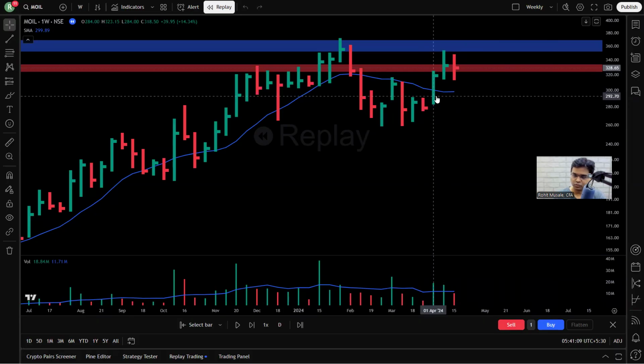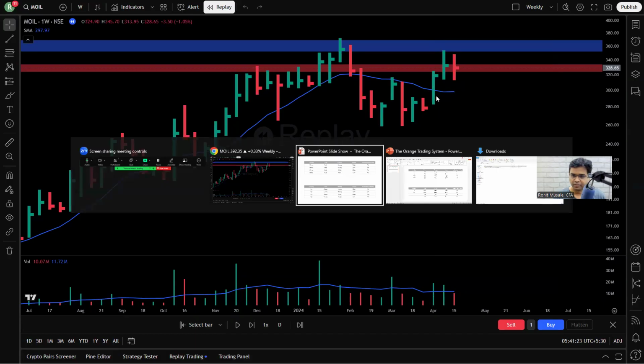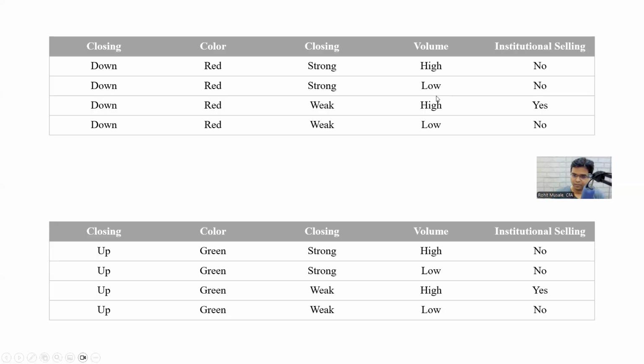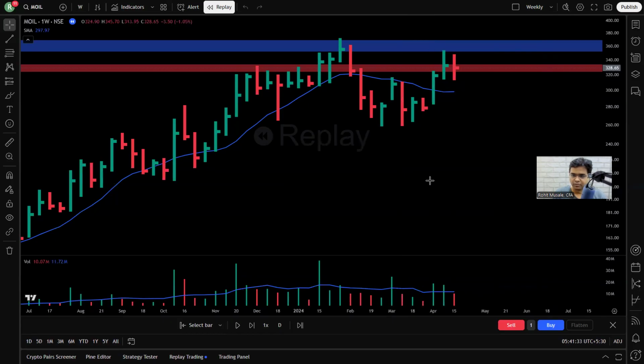And the stock closed strong and the stock closed up. That's what is represented by the green color. How can there be institutional selling in that bar? There is actually institutional buying. And then weak closing, high volume. Yes, institutions are selling, even though it's a green bar. Okay. So let's find that.